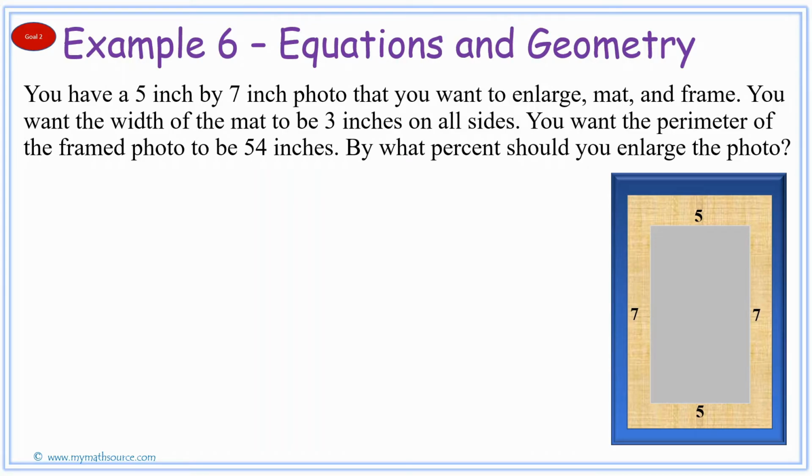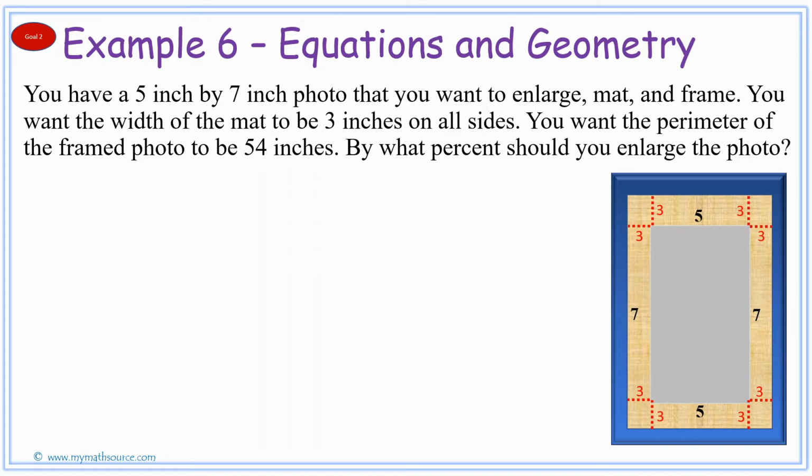Now the second part of that question says you want the width of the mat to be 3 inches on all sides. So once this thing is enlarged and put into a new frame, that means the mat part, you want that to be 3 inches wide, right? So from the picture to the frame should have a 3-inch space on each side at the top and the bottom. But not only that, you want it also in the vertical direction. So you want 3 inches on either side there. And so basically you have a 3-inch mat going around the photograph.